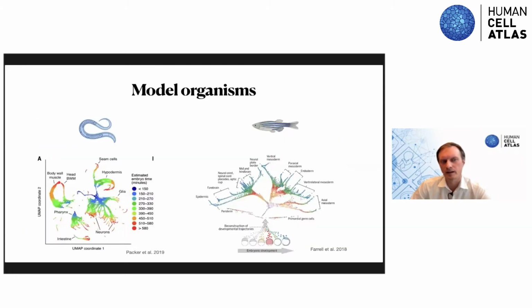Some of the most powerful work to date has been done in model organisms. For example, this C. elegans atlas that almost captures the entire development of that animal in a single picture. And likewise, earlier work from Alex Shear and Aviv Regev's labs in mapping zebrafish development, again showing these beautiful lineages that give a glimpse into what we should aim for in human atlases.